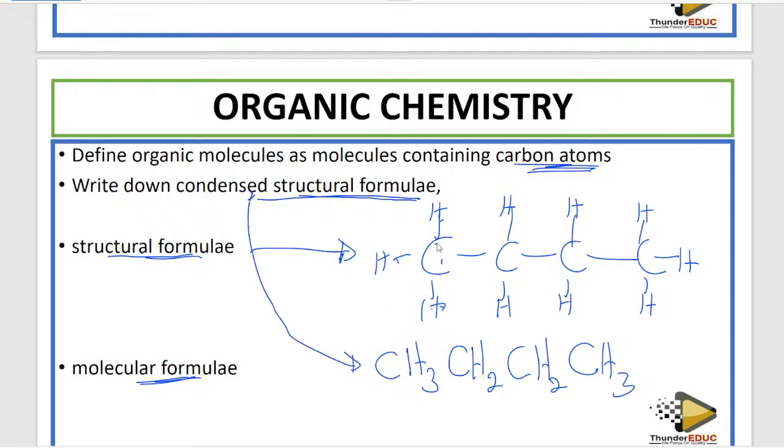This is a structure formula. It must show all the bonds in an atom. A condensed structure formula shows how many atoms are bonded with each other, like if this is the one they are talking about, how many hydrogens are linked to that carbon atom.